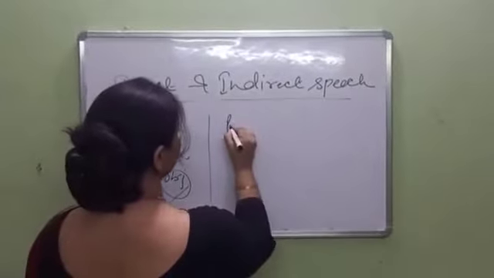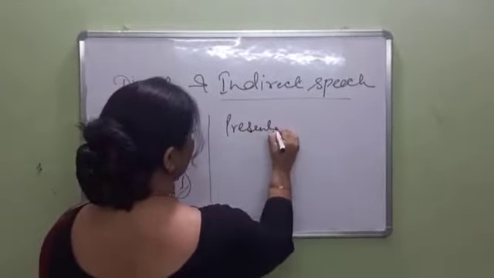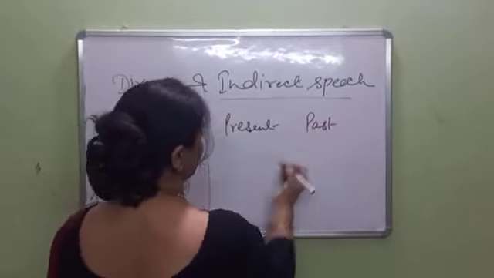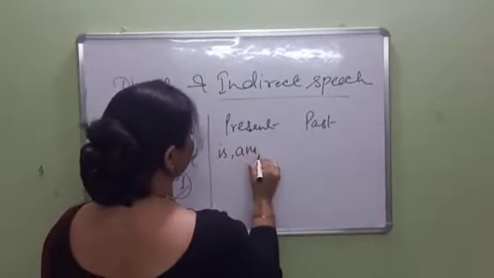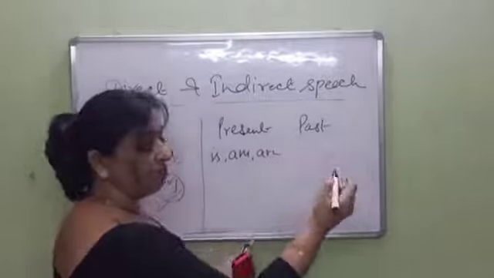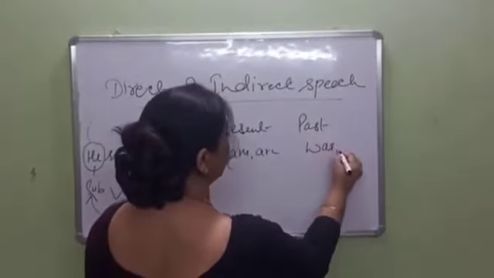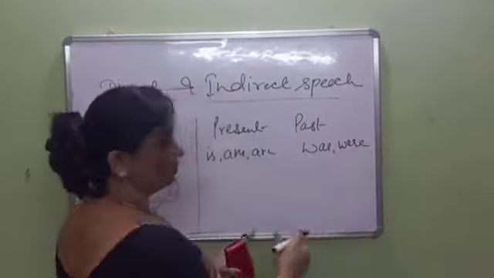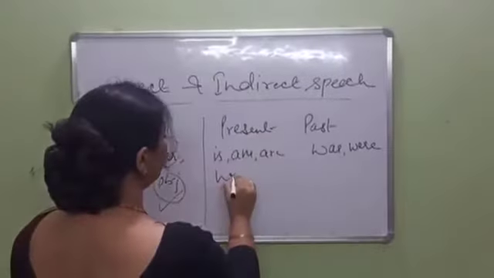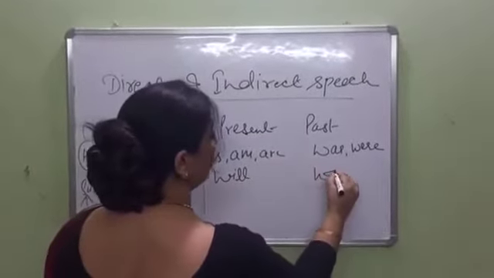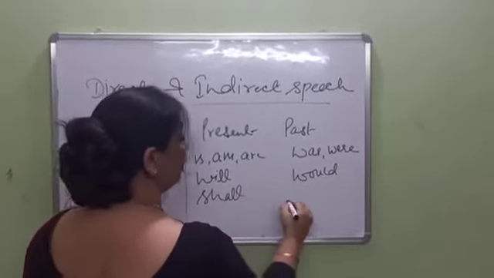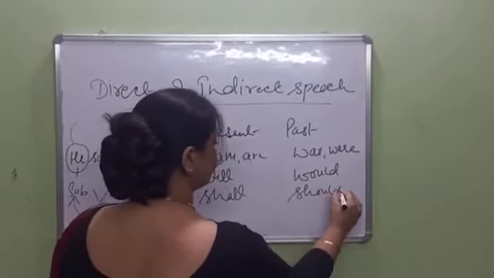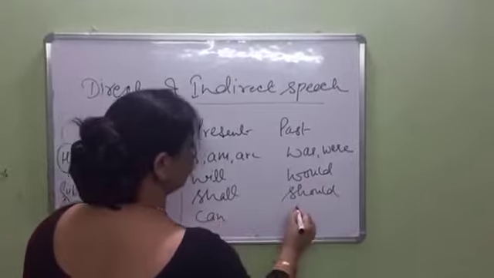If you are given present tense, it will become past tense. In present, just like you are given is, am, are, the changes will be was, were. Okay? Correct? If you are given will, it will become would. If you are given shall, it will become should; can becomes could.